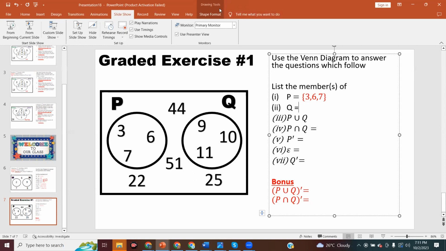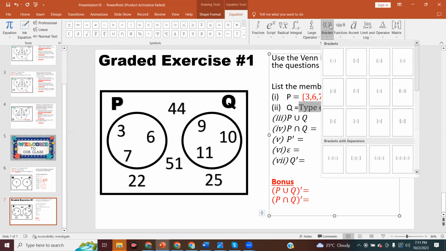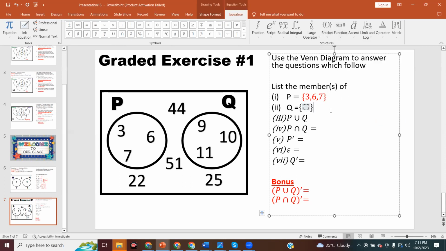Thank you. Q. What do we have for Q? I get 9, 10, 11. 9, 10, and 11. Skavala, what do you have for Q, Skavala?